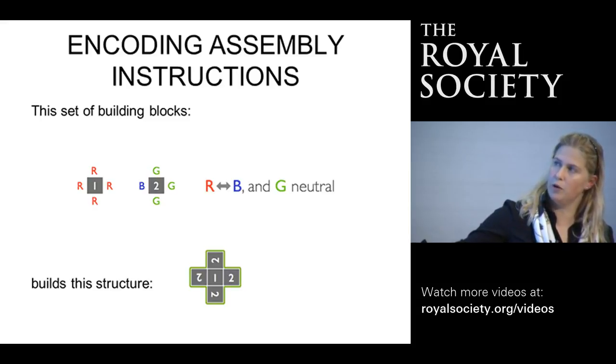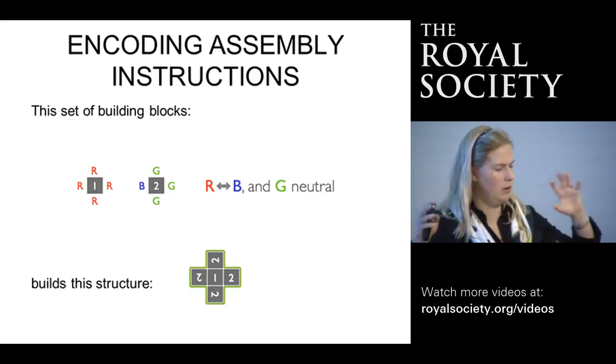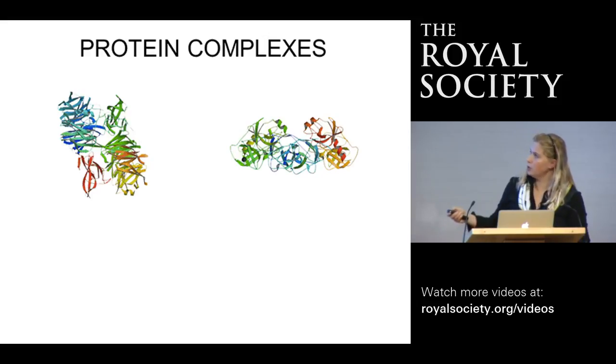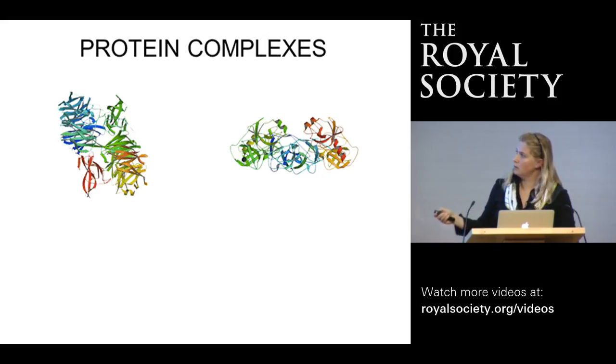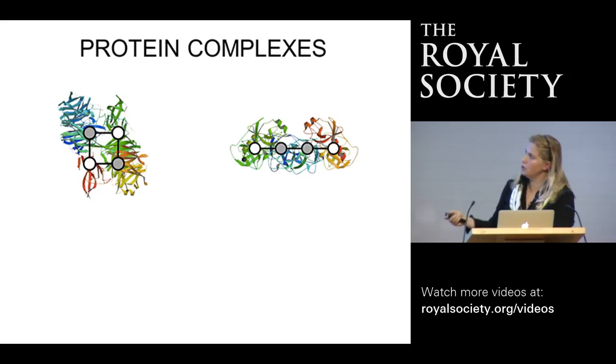So basically, if we have protein 1 and protein 2, and we know that the red and the blue surfaces interact, then that automatically makes this cross of a 1 in the middle and 4 twos. So you can think of that kind of principle. If we apply that principle to protein structures, then we can describe the complexes in our graphical representation. As I mentioned, you're used to this now.